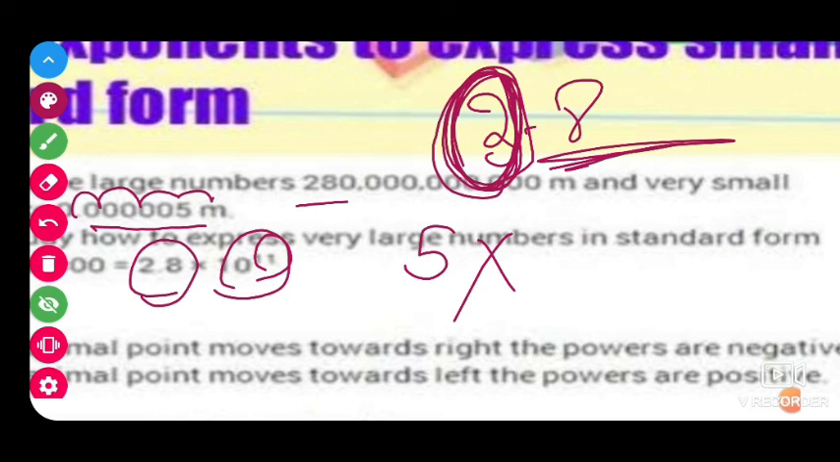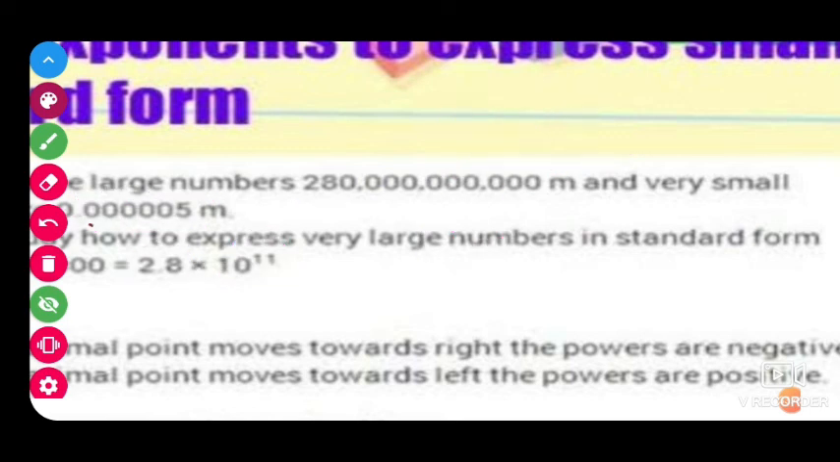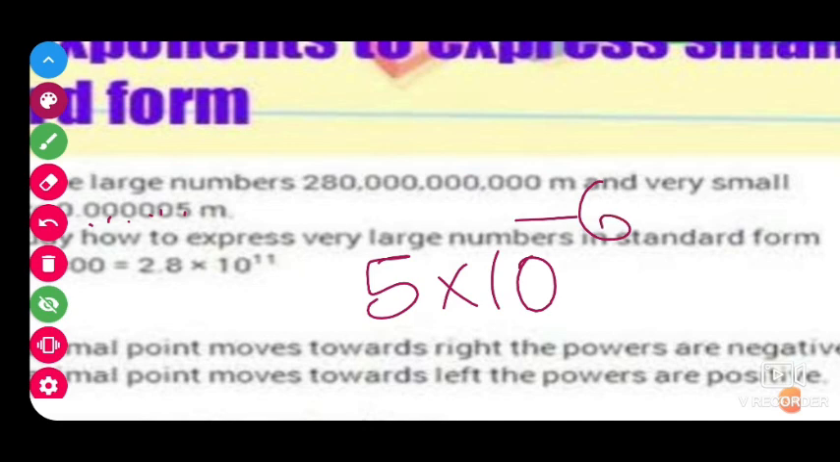Okay, so now here 0.000005. After 5 we will take the point. So now, 5 into how many places are we moving towards this side? 1, 2, 3, 4, 5, 6. So we will write it as 5 into 10 to the power minus 6.